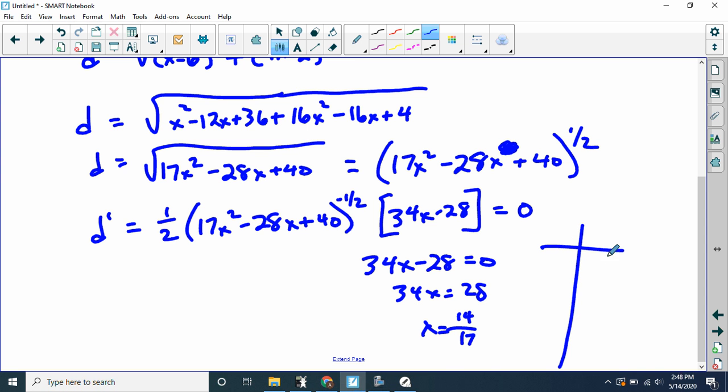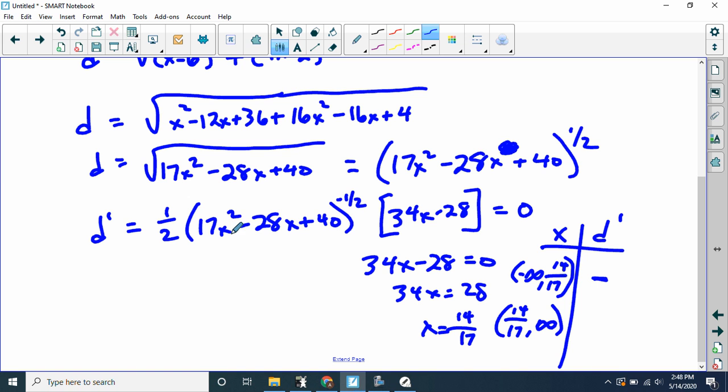We are going to need to prove that we have a maximum, or a minimum, I guess. So we want to go from negative infinity to 14 over 17, and 14 over 17 up to infinity. Plug in 0 into the derivative. So if you plug in 0, this would be positive, this would be negative. So I'm getting a negative value.